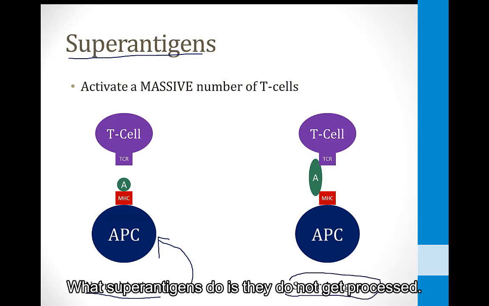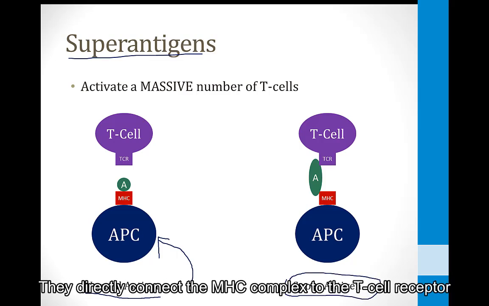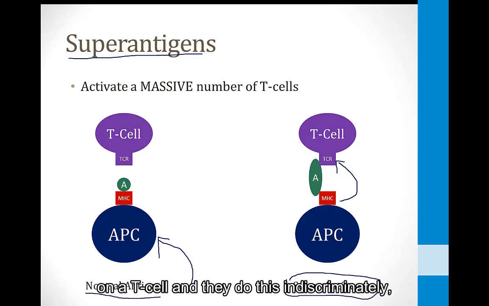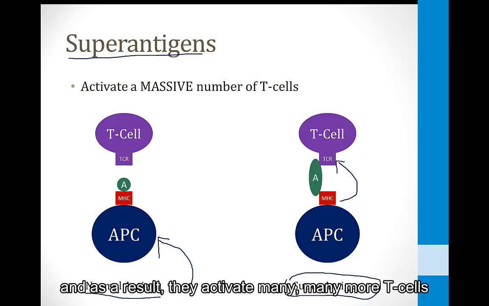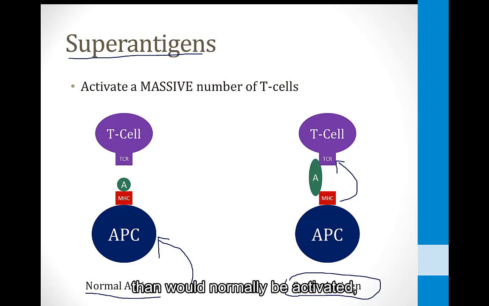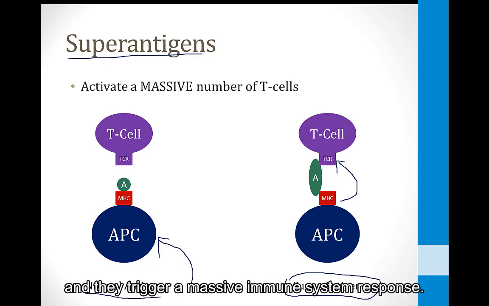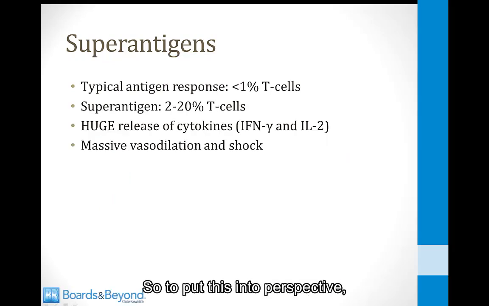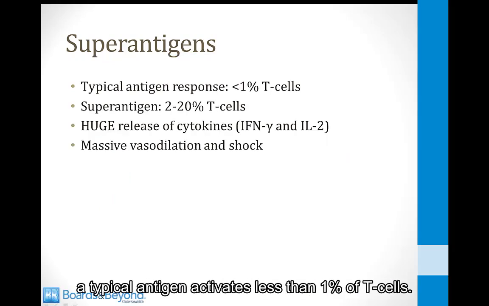What superantigens do is they do not get processed. They directly connect the MHC complex to the T cell receptor on a T cell, and they do this indiscriminately, and as a result, they activate many, many more T cells than would normally be activated, and they trigger a massive immune system response. So to put this into perspective, a typical antigen activates less than 1% of T cells.